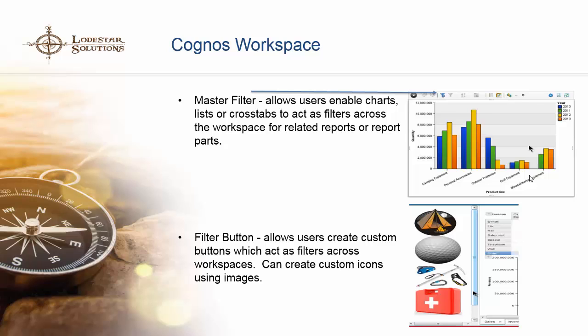There's also a new filter button. What this does is allow the user to create custom buttons to filter data on. As you can see, the filter button on the screen shows particular products. There's a golf ball, what looks like a first aid type product, camping or tents. So you can actually create and import images to your buttons so you could customize them to whatever your business need is. If you're selling hammers, you could have different styles of hammers on there. Whatever it might be, you can tailor that so the end user experience is much better.